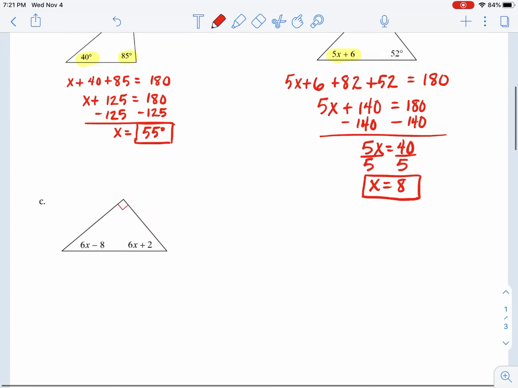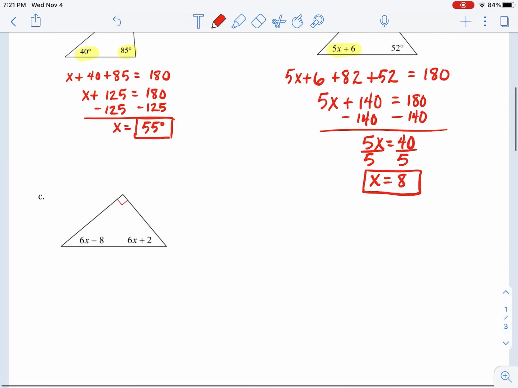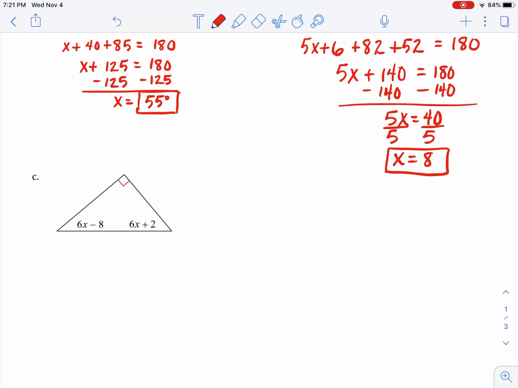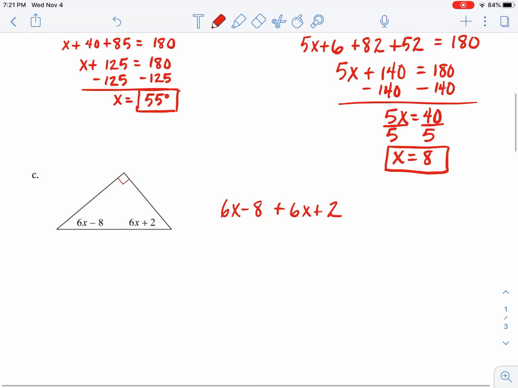All right, now in letter C, be careful with that. Remember that you have to add up all three angles. So one of the angles is 6x minus 8. The other angle is 6x plus 2. But don't forget about the third angle. The third angle is that red box in the corner. Remember that that is 90 degrees. So you have to include all three angles when you add them up to 180. All right, so don't forget about the 90.